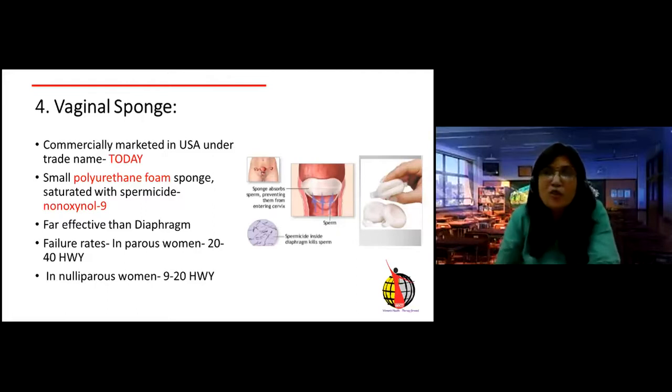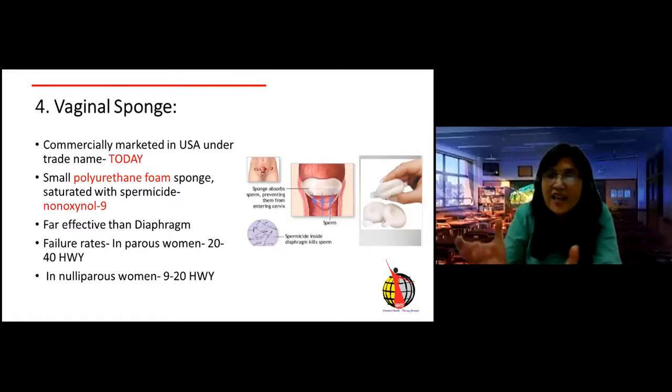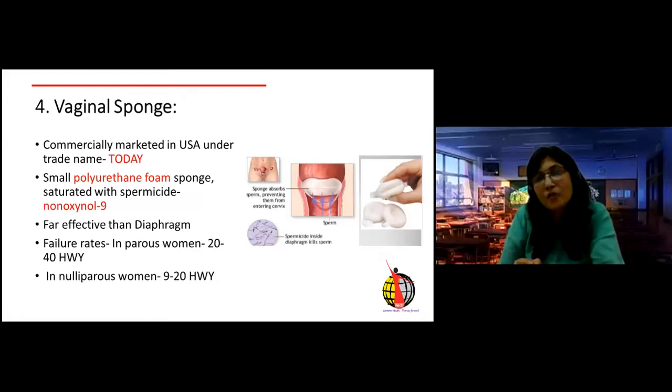Very favorite question of examiners. This sponge is made up of polyurethane foam. So it is a very soft material as compared to the Dutch cap, and it is far more effective as compared to the diaphragm also. And even nullipara women can use the sponge. So these are key highlights which you should remember about the sponge. And the most important one is its association with TSS, which is the toxic shock syndrome.